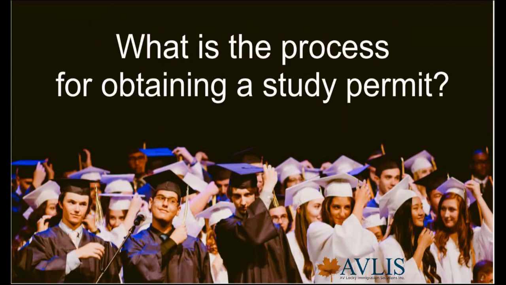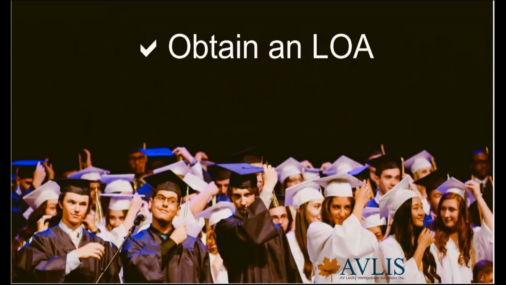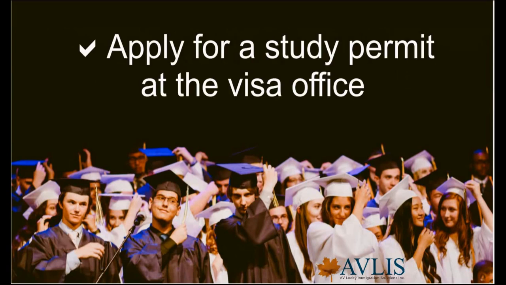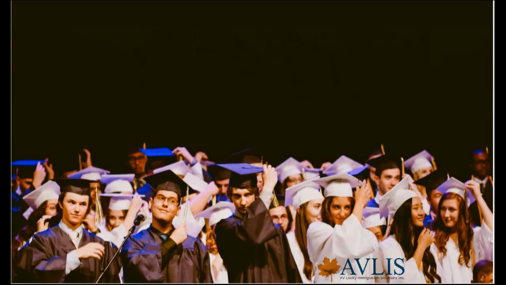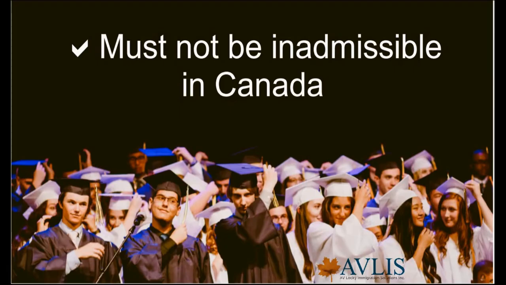What is the process for obtaining a study permit? First, you have to be accepted for study at a designated learning institution in Canada. Then you need to obtain a letter of acceptance from that designated learning institution where you intend to study in Canada. When you get the letter of acceptance, you can then apply for a study permit and TRV if needed. You must pay an application fee and, for some, a biometrics fee. You must also not be inadmissible to Canada.